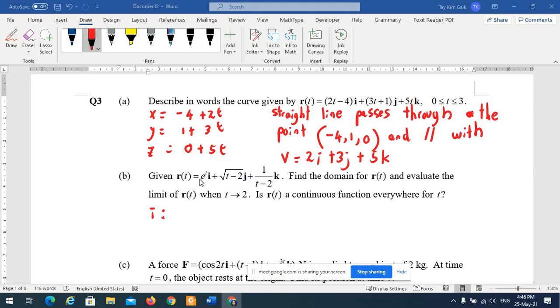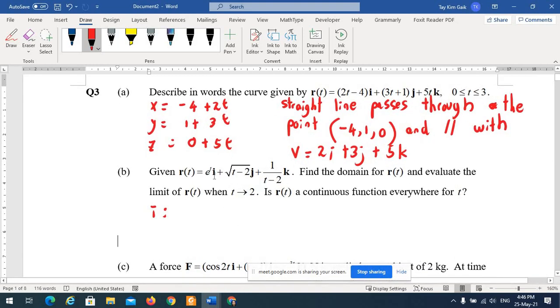The function is e to the power t. So what is the domain for e to the power t? 0. 0? e to the power t, why is it 0? Can you sketch the e to the power t graph? What? I think up to chapter 3, you don't know what a domain is. Do you know what the exponential graph is?